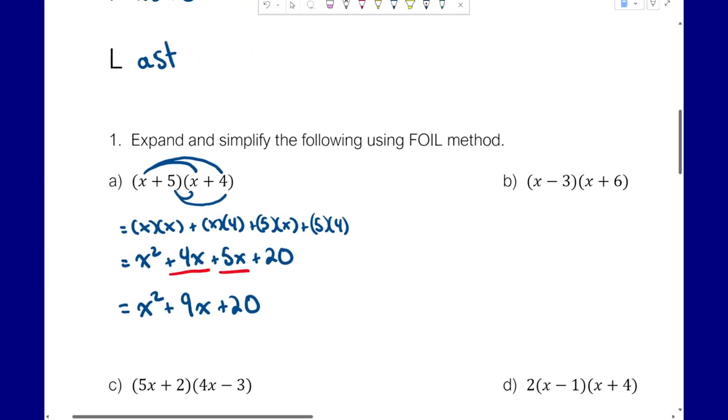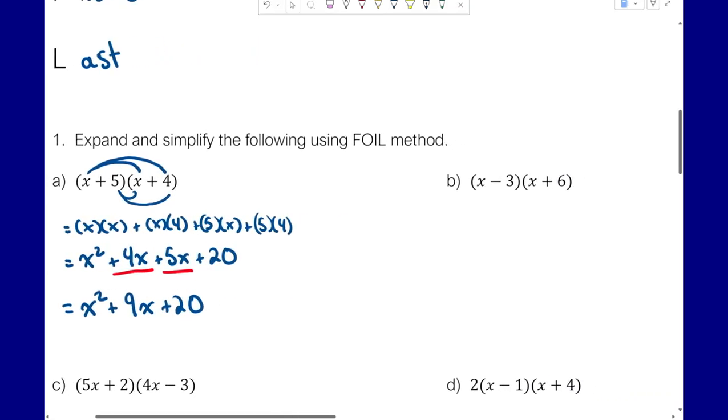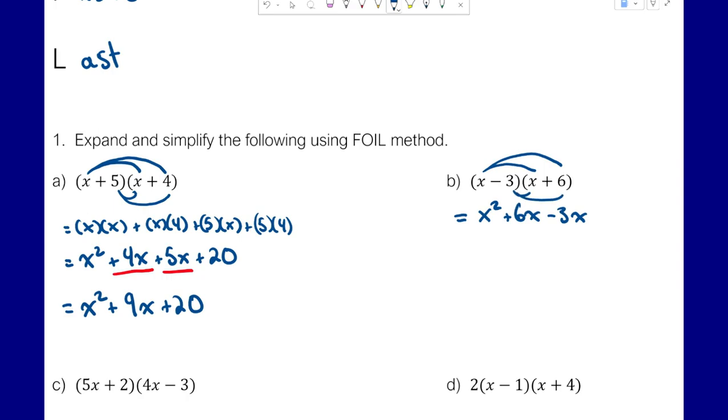And we're just going to do that with some different examples. So again, with the next one, x times x is x squared. x times 6 is 6x. Negative 3 times x is negative 3x. And negative 3 times 6 is negative 18. So here I kind of skipped that beginning step and was just putting down the answers to the multiplication as I went. I can collect like terms.